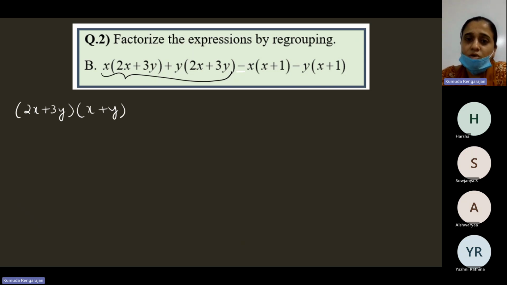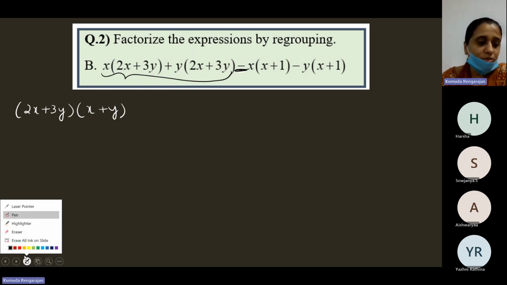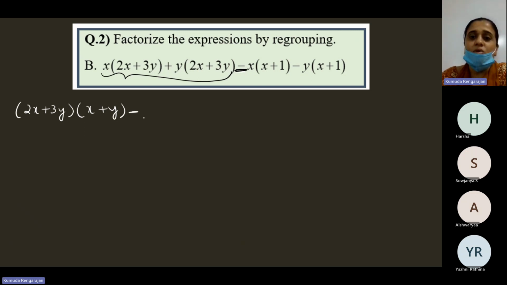Then whatever sign follows, you should write that, correct? Whatever sign follows, minus. Put that sign. Then what's common? X plus 1. Now you should be careful while writing the sign. Minus x plus 1 is out here. So what should come inside the bracket?